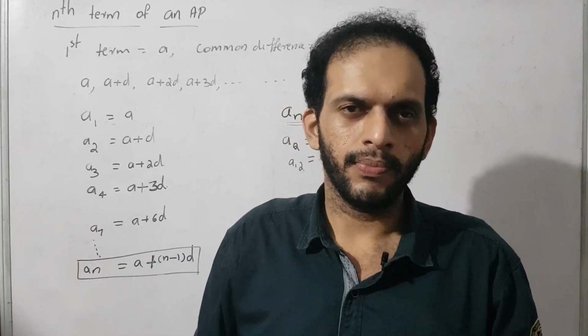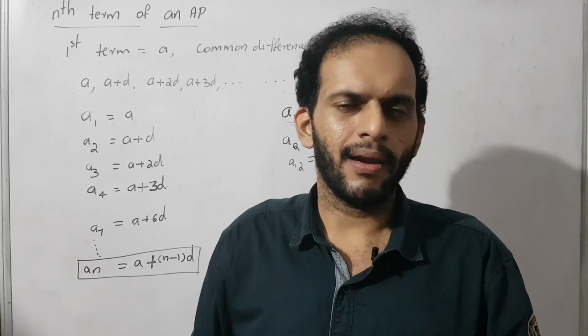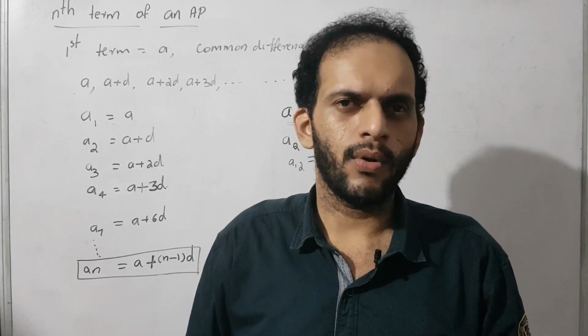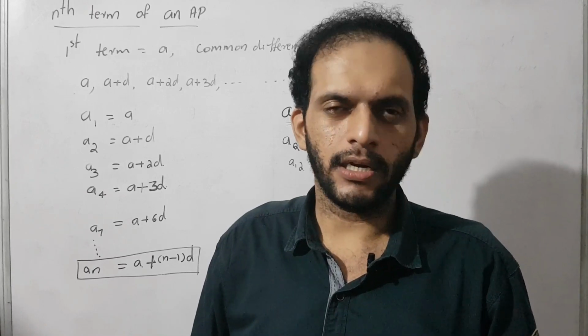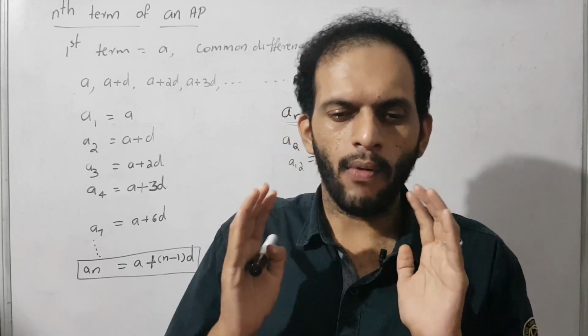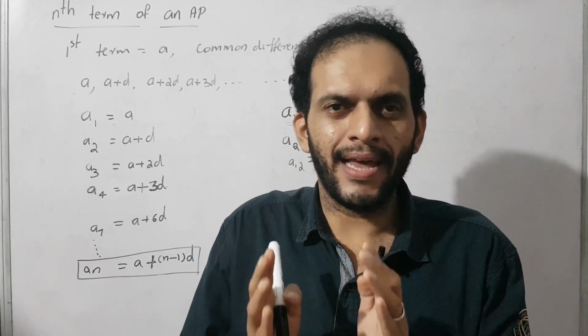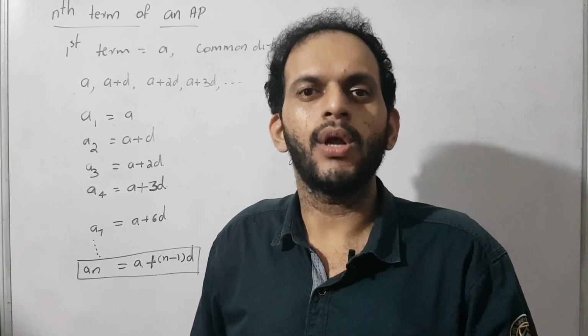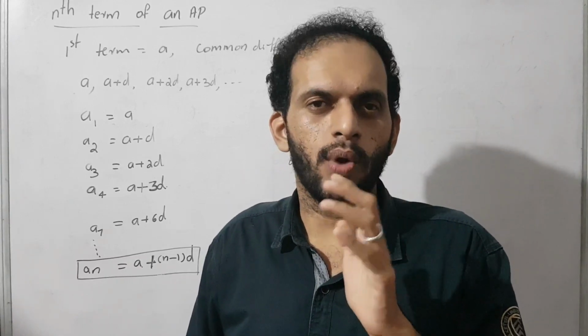The nth term is also denoted by another letter, the small letter l. The small letter l also denotes the nth term of an AP, or the last term of an AP, or the general form of an AP. Then we have only one equation related to the terms of an AP. That one is an is equal to a plus n minus 1 into d.